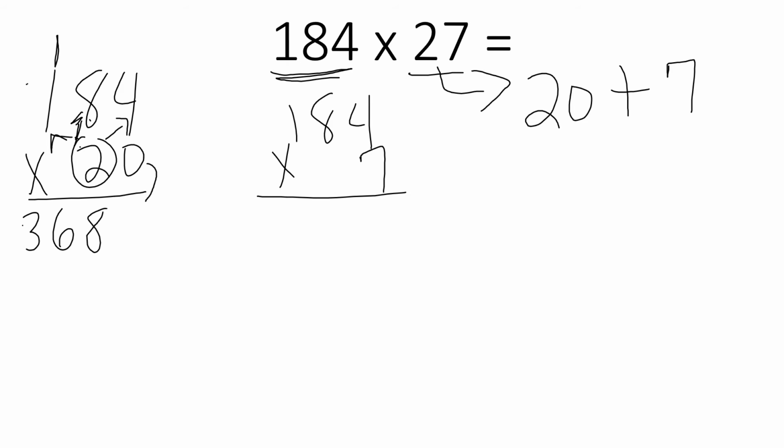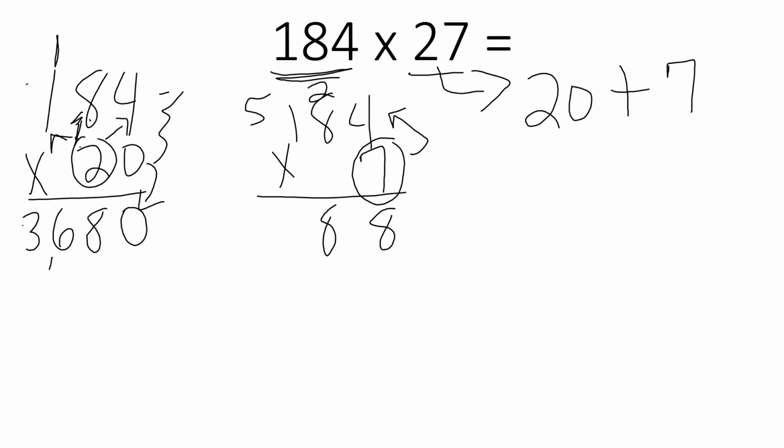And then because of the identity property, I can place however many zeros are in my problem. That's how many zeros belong in my answer. Okay, 184 times 7, sharing whatever is at the bottom with everything at the top. 7 times 4 is 28. I put my 8, carry my 2. 8 times 7 is 56, plus 2 more, 58. And 7 times 1 is 7, plus 5 more is 12. And I put my comma.